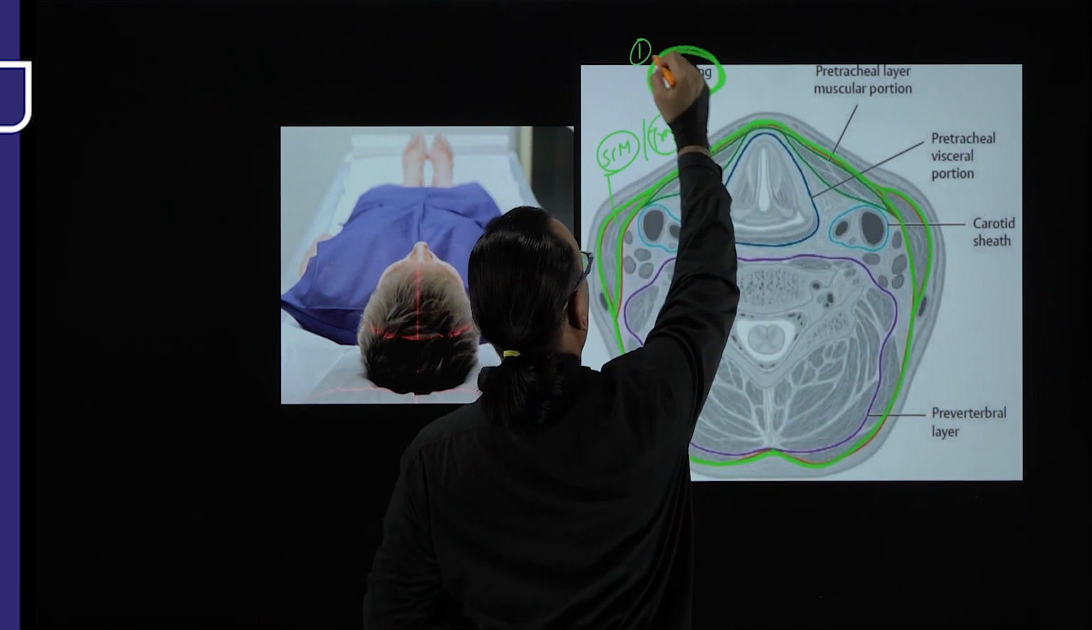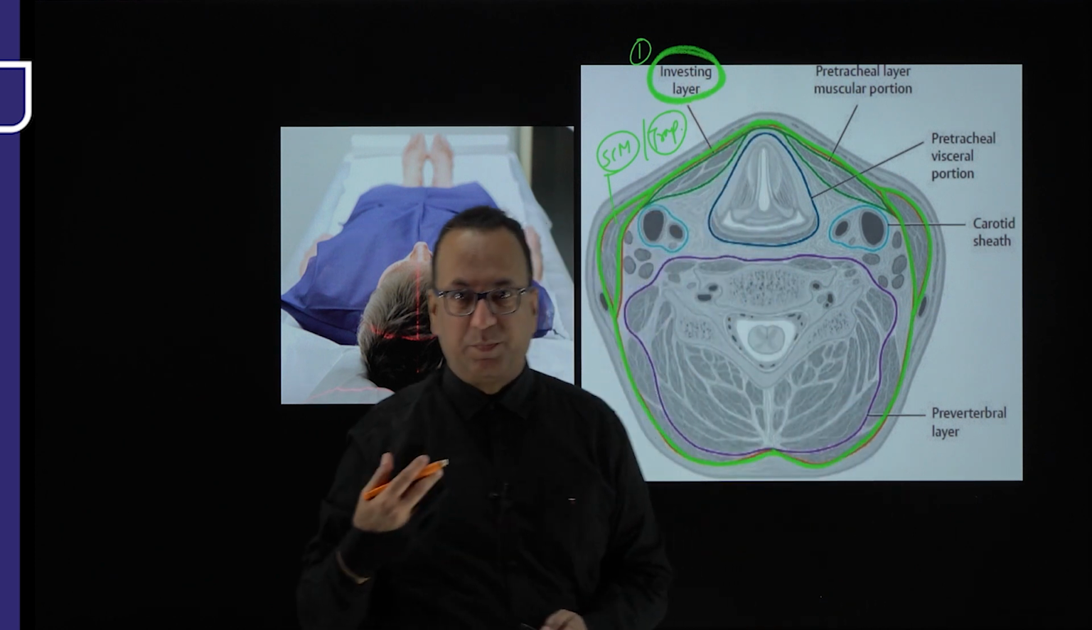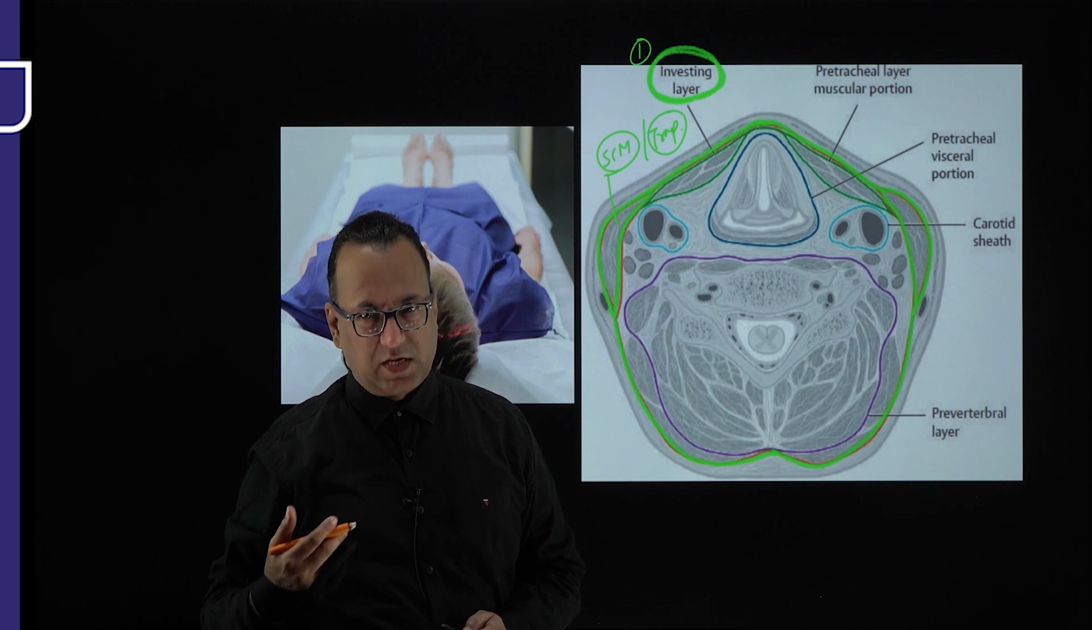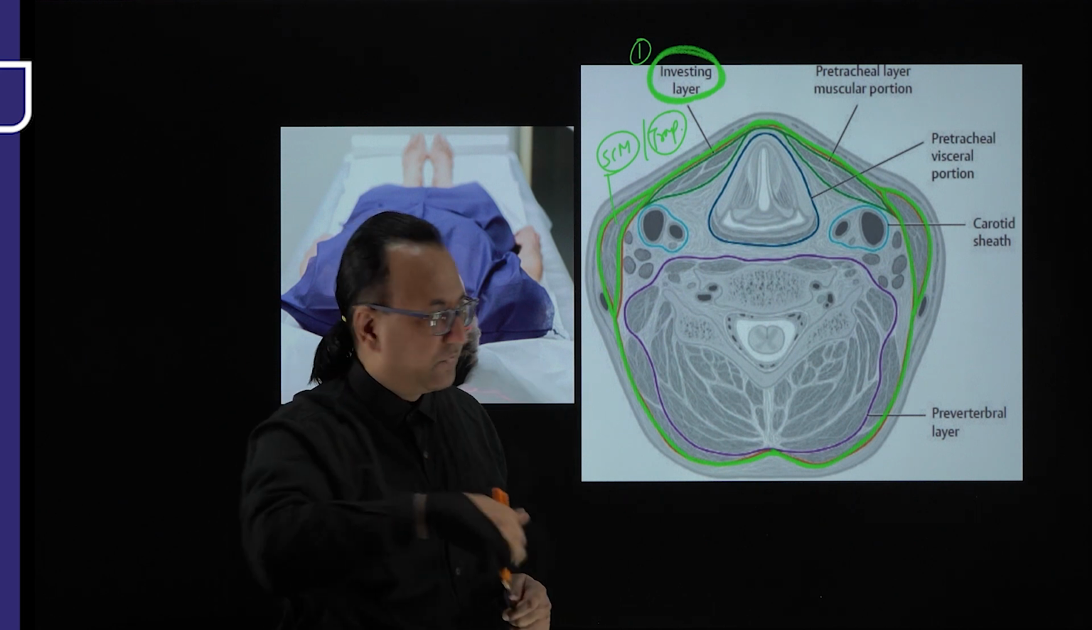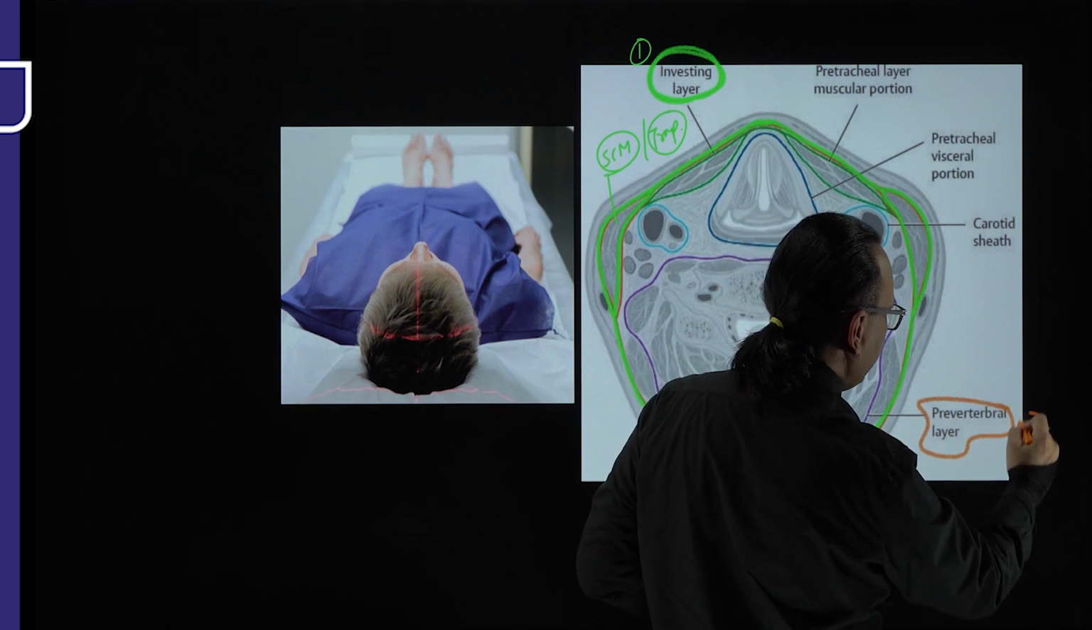Number one, the investing layer of deep cervical fascia. And then let us look at number two, that is the prevertebral layer of deep cervical fascia. Again, it is in a circular fashion and it is shown here. The number two, prevertebral layer of deep cervical fascia.